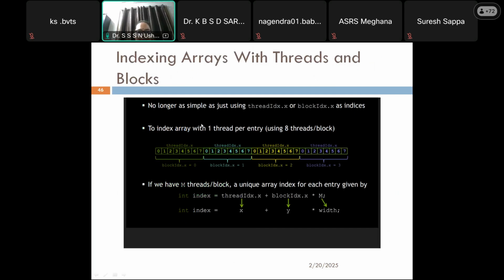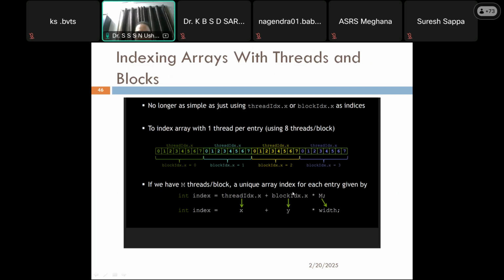Take this as an example. Suppose this is an array with different elements. This is the thread ID. Threads belong to the first block, threads belong to the second block, threads belong to the third block, and so on. So if we have m threads per block, the unique array index for each entry is given by index equal to threadIdx.x plus blockIdx.x times m.